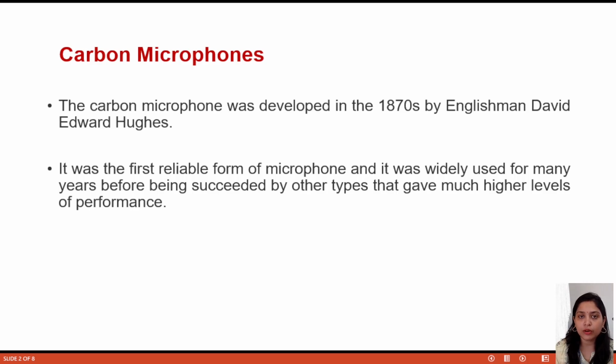Now we will start the second part of this video, which is based on the carbon microphone. So, what is a carbon microphone? The carbon microphone is actually the first discovered microphone. It was developed in 1870 by Englishman David Edward Hughes. It was the first reliable form of microphone and it was widely used for many years, in many applications, before any other high-level microphone was discovered.